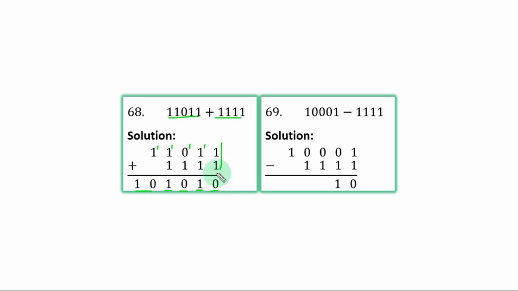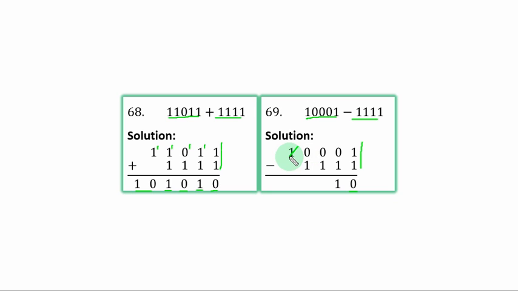Example 69, you have 1 0 0 0 1 minus 1 1 1. So you arrange the numbers accordingly for subtraction. 1 minus 1 is 0. 0 minus 1 cannot, so you come here and borrow.